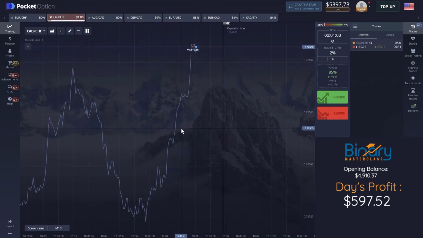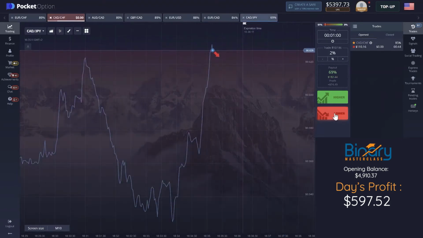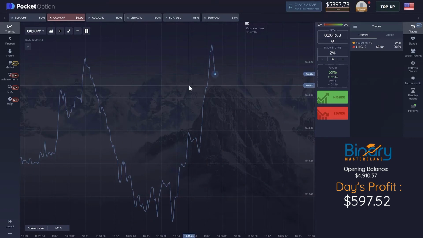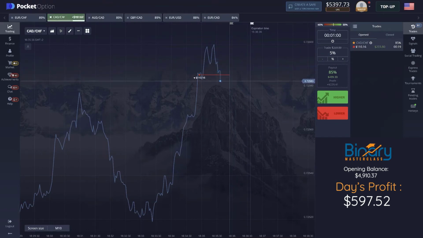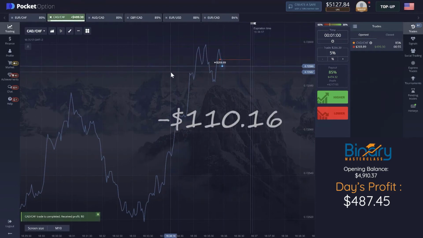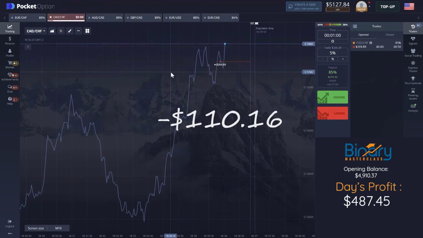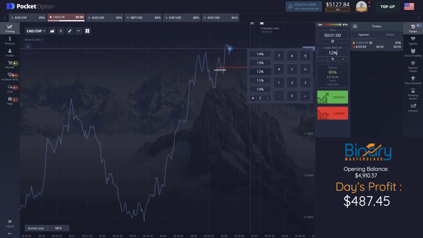We take a first entry put now on CAD franc. And we line up a second, although it is moving now into the money for us, toying around our money line. It looks like we're going to need a second, so we take a second here right before our first expires. We do end up losing the first. The second is testing the next level of resistance.